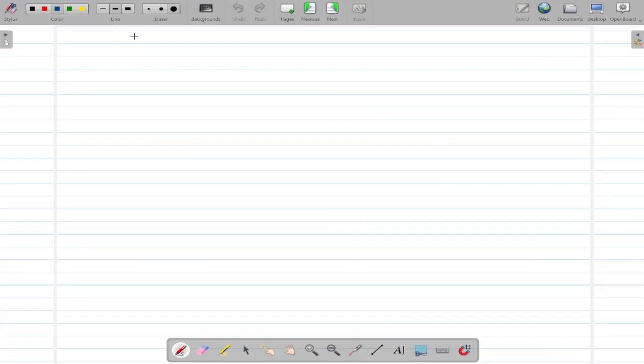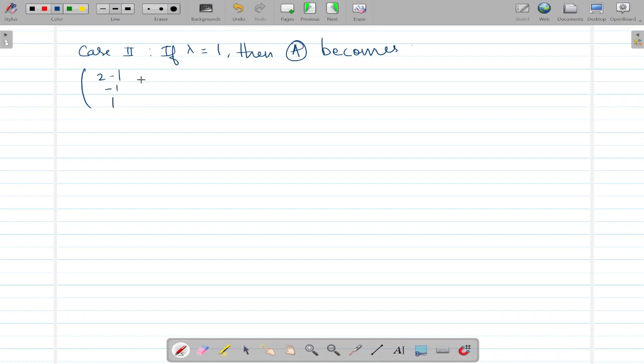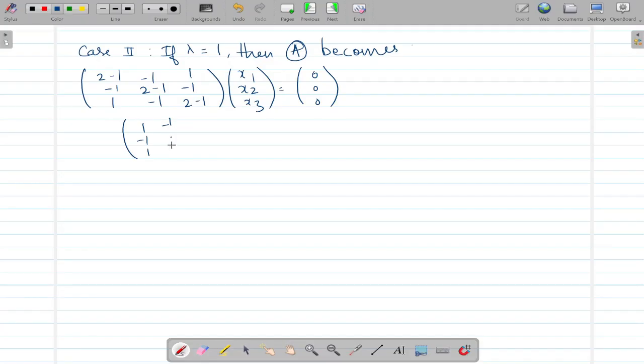Similarly do this with lambda equal to 1. Case 2, if lambda equal to 1 then A becomes the matrix [2-1, -1, 1; -1, 2-1, -1; 1, -1, 2-1] times [x1, x2, x3] equals 0. By solving this, [1, -1, 1; -1, 1, -1; 1, -1, 1] times [x1, x2, x3].